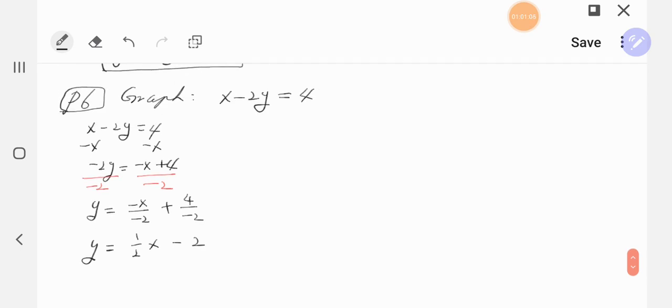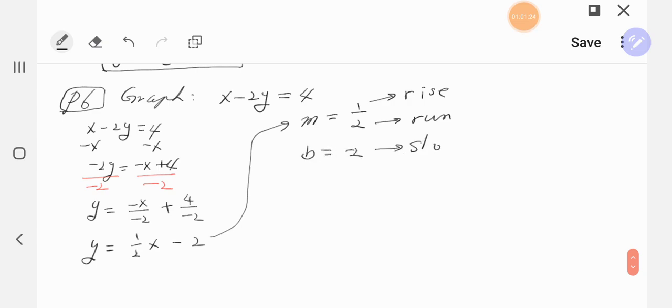All right, so this one represents the slope. What's the slope? Slope is 1 over 2, right? So 1 is the number of units for the rise, and 2 is the number of units for the run. And then the constant is negative 2. Oh, sorry, this is the y-intercept, the y-coordinate of the y-intercept. So draw the vertical line, the y-axis, and then the x-axis.